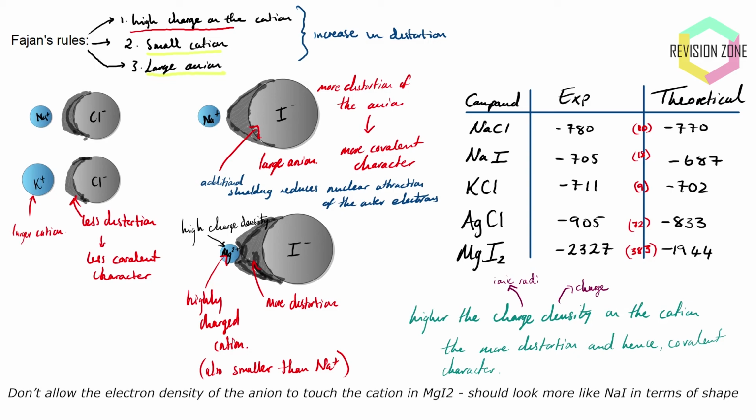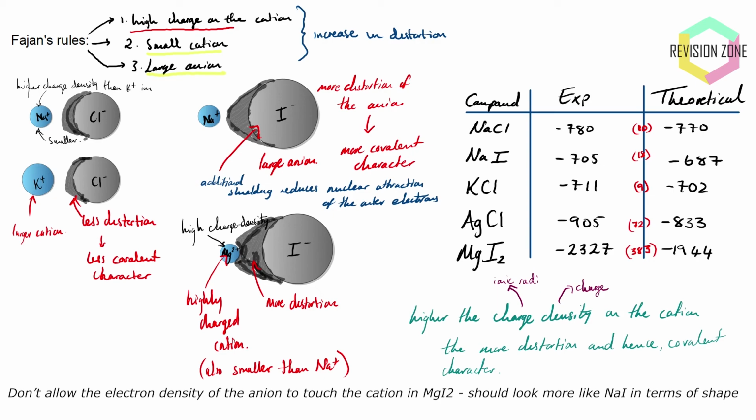Okay, that says charge density. If I was going to compare the sodium to the potassium, sodium chloride, potassium chloride, the sodium ion has a higher charge density than a potassium ion because it's smaller. Same charge but smaller, higher charge density.